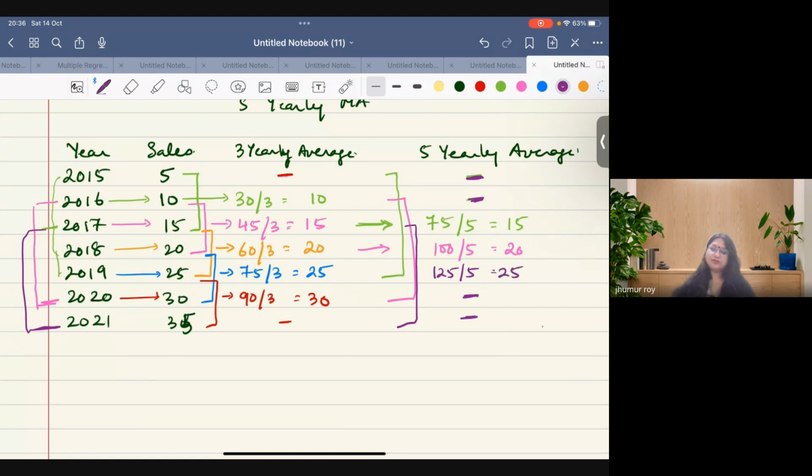So this is how you calculate the 5-yearly and 4-yearly moving average. I hope it was clear to everybody. Yeah, it's clear. So it's just a very simple concept. Many times in economics, we find that the words sound very heavy, but if you understand, the concepts are very easy to understand. Once you understand, it's a very beautiful subject.